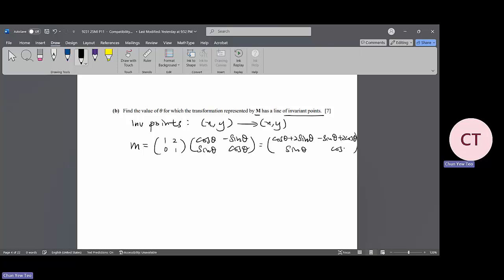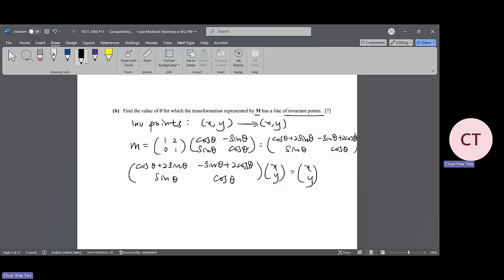Okay, so first of all, we need to combine them to become one matrix. Then after that, for invariant points, with this matrix M, the cos theta plus 2 sine theta, the negative sine theta plus 2 cos theta, if you transform (x, y), then you will get back (x, y). That is what you need to know.